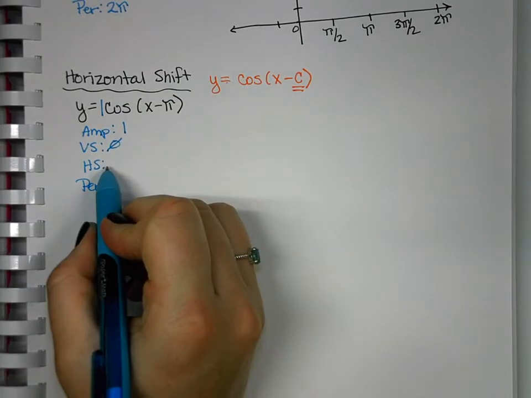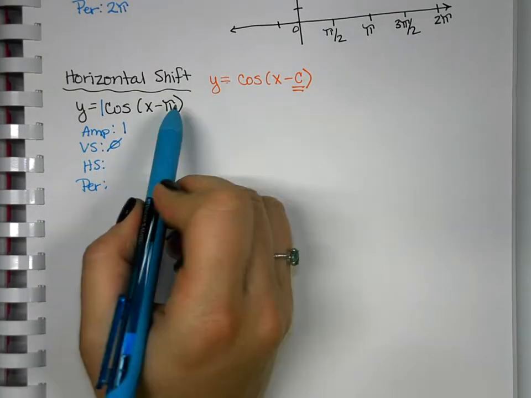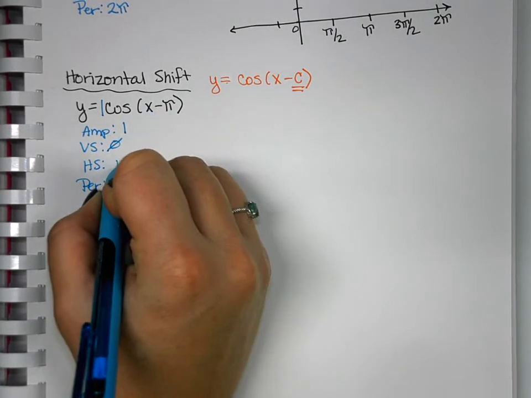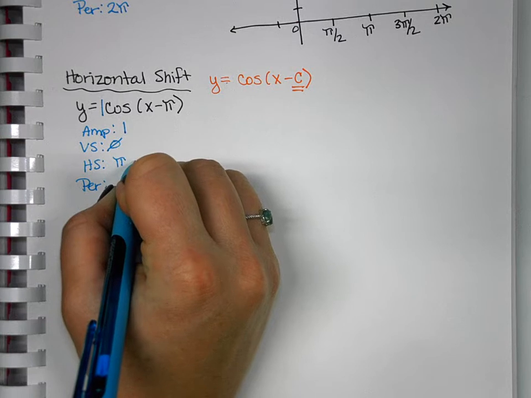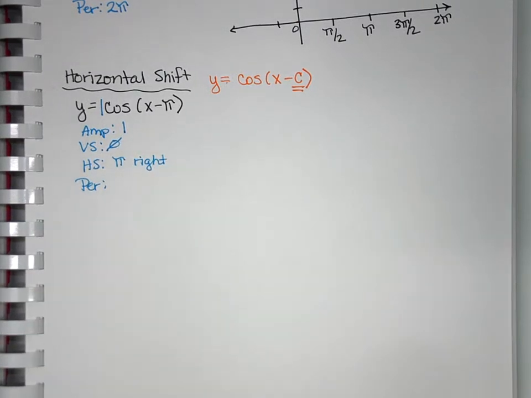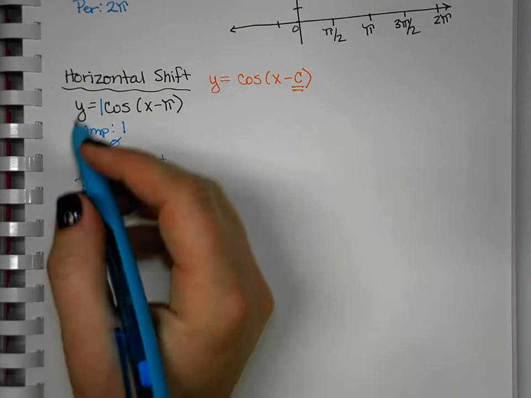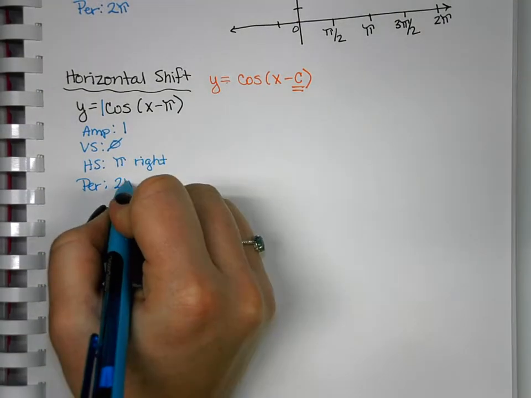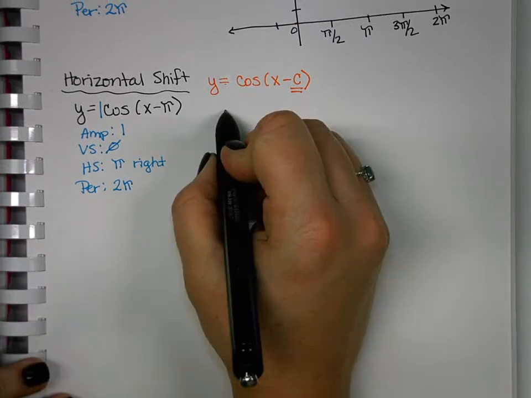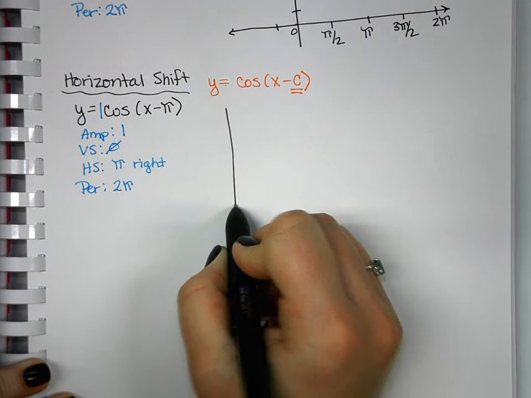Now my horizontal shift. So I have x minus pi. That means if I were to go pi to the right, that's where my new starting point would be. Now, again, we haven't done any kind of period change yet or talked about how to change that. So the length of our graph from start to finish is going to be 0 to 2 pi. So then we can go to our graph.